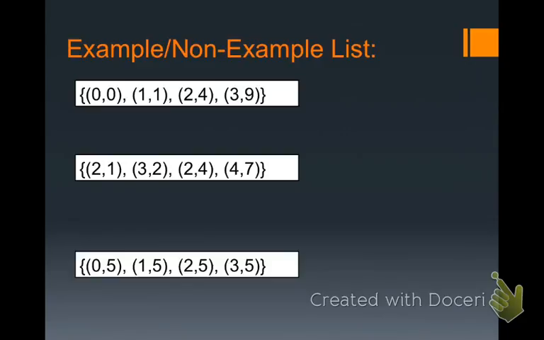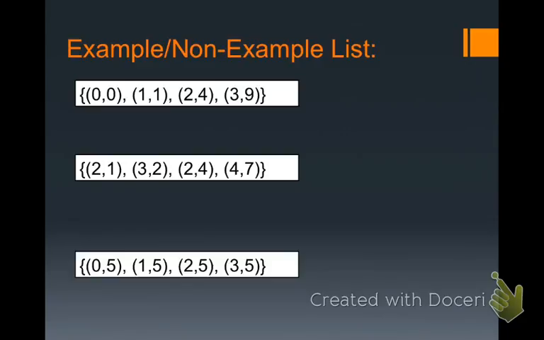So part of what you have to be able to do is to decide if something is a function or not. So if you see something in list or table format, no x-coordinates should be repeated. So if any x-coordinates are being repeated, then you know it's not a function. If you have a mapping diagram, no domain element should have more than one arrow coming from it. So we'll see an example of that later.